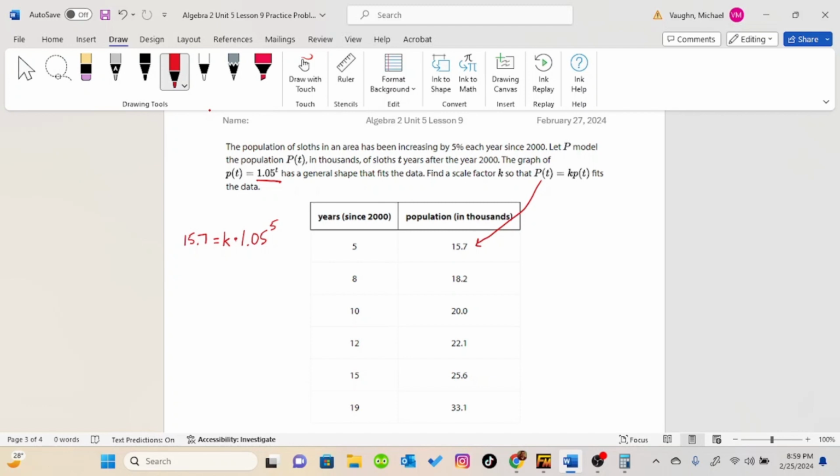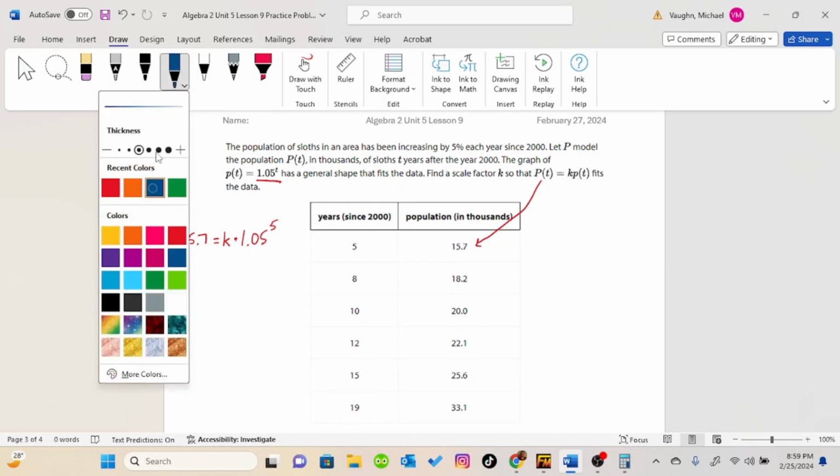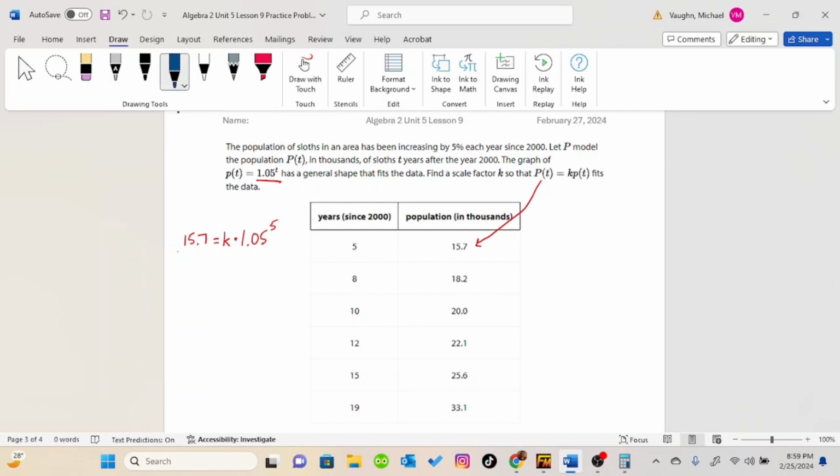So now if I want k by itself, I need to divide both sides by 1.05 to the 5th power.